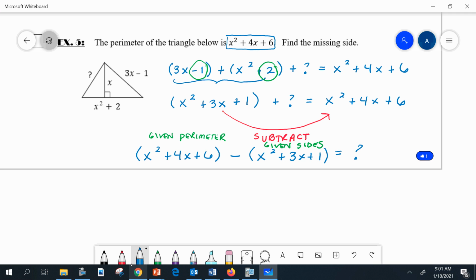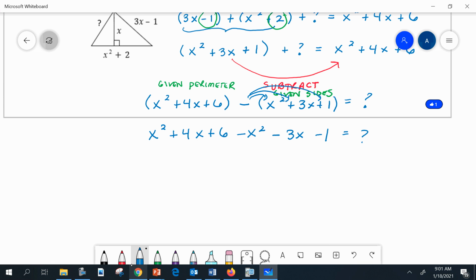Okay, and I subtract that from the given sides, and what we can do is we're going to equal the missing side. So let's practice the subtraction. It's x squared plus 4x plus 6, and now we're going to minus all of the terms. So it's minus x squared, and then we minus the 3x, and we minus the 1. And that's going to equal, again, that missing side. So let's combine our terms. Well, what I notice is the x squared and the x squared cancel. I see right here that we have a 4x, take away a 3x, which is going to leave 1x. And then right here we have a 6, take away a 1, and that's going to leave me with x plus 5. And that is what the missing side equals.